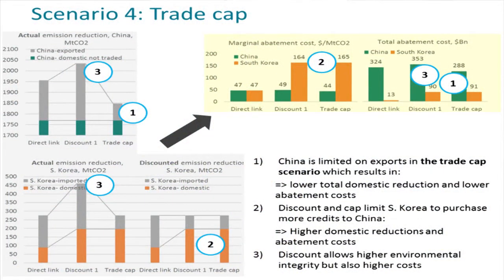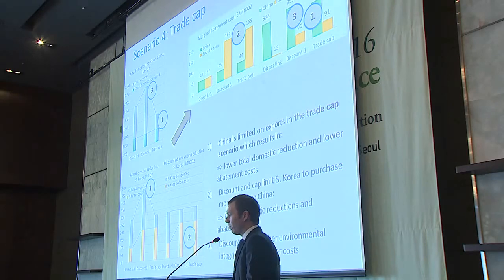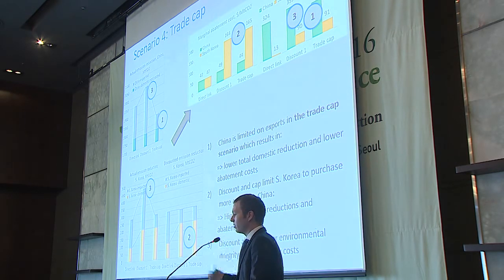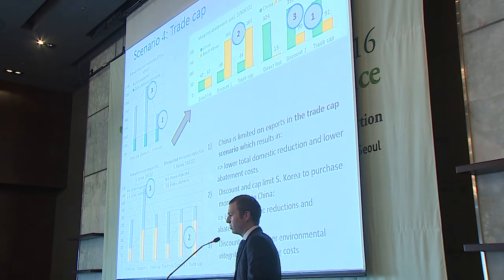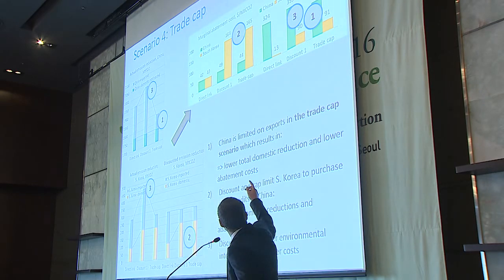So yeah, the discount value will allow higher environmental integrity. So we are going above the target. So it means higher abatement cost. With the trading cap, we have the same domestic reduction in South Korea compared to the discounted scenario. So the difference will be in the domestic reduction in China.